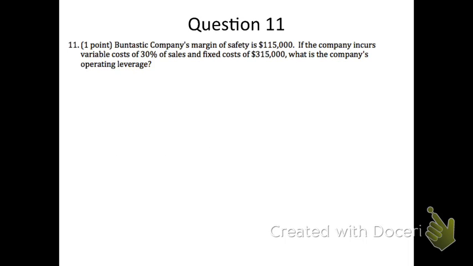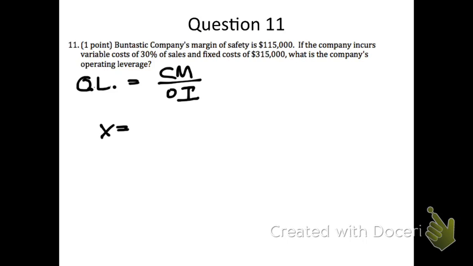So if we go on to question number 11, if you think about it, it's a little bit tricky. It's asking you what the company's operating leverage is. Operating leverage is the company's contribution margin over operating income, and we want to know what it is when they have a margin of safety of 115,000. Remember, the margin of safety is how far above break-even we're actually operating, so we have to determine what the break-even sales level is.